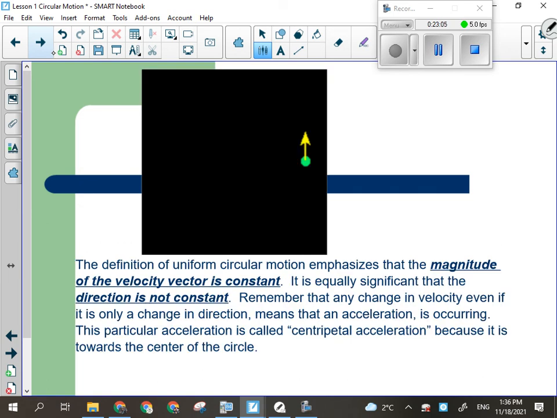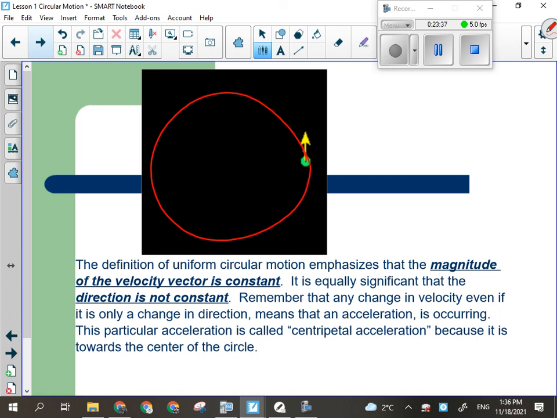Okay, so the thing we have to remember about uniform circular motion is that the magnitude of the velocity vector is constant. Yes, that object's going to go around and around in a circle. But the direction that arrow points is always going to be tangential to the circle. It's always going to point kind of 90 degrees away. Tangent to the circle there. So the direction's not constant, but the speed is.